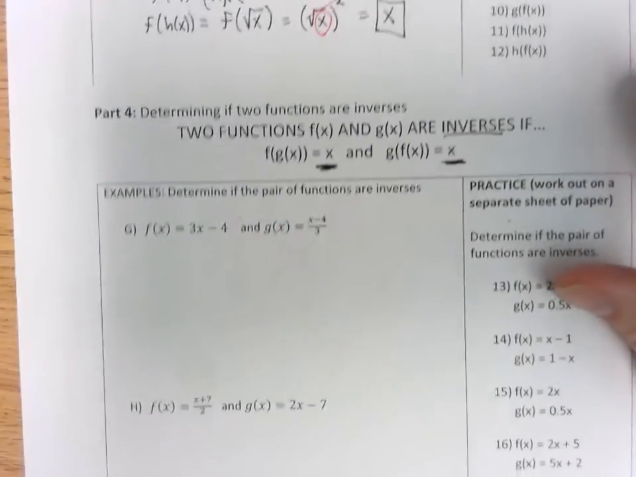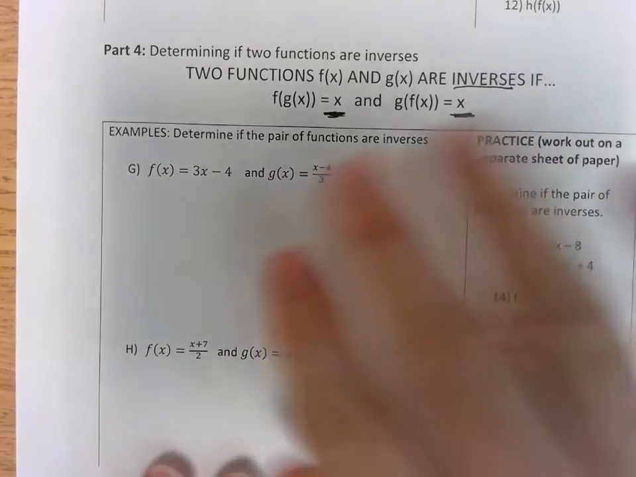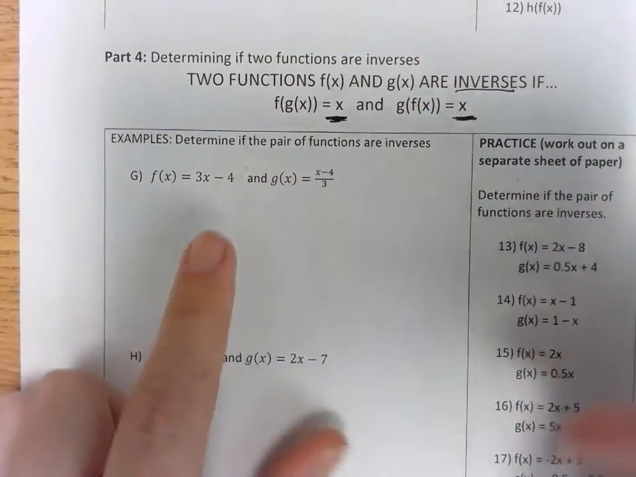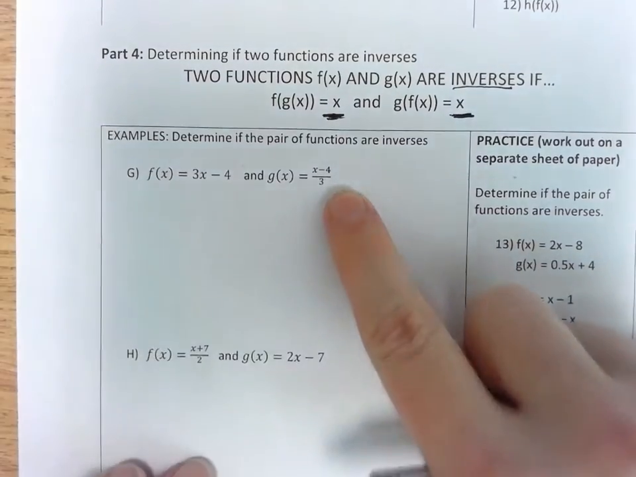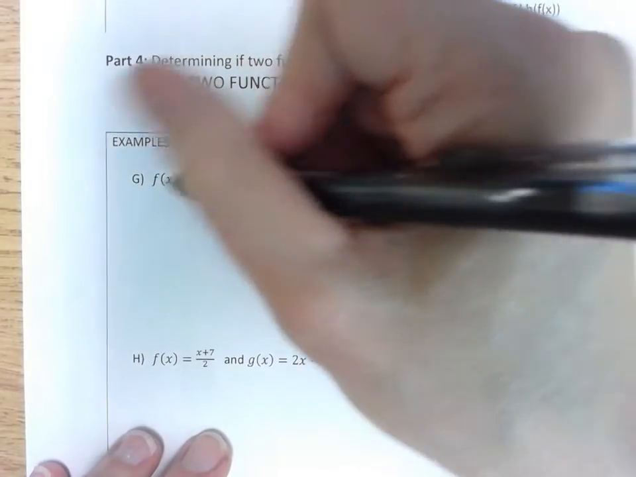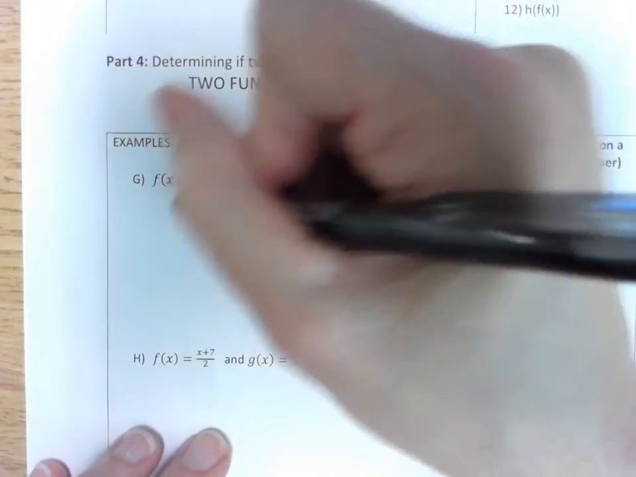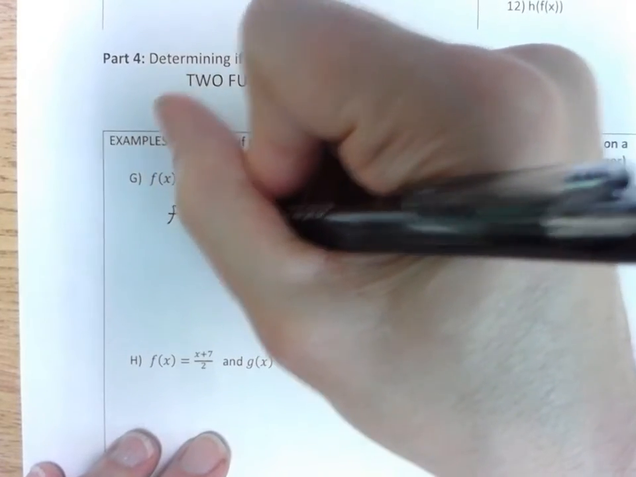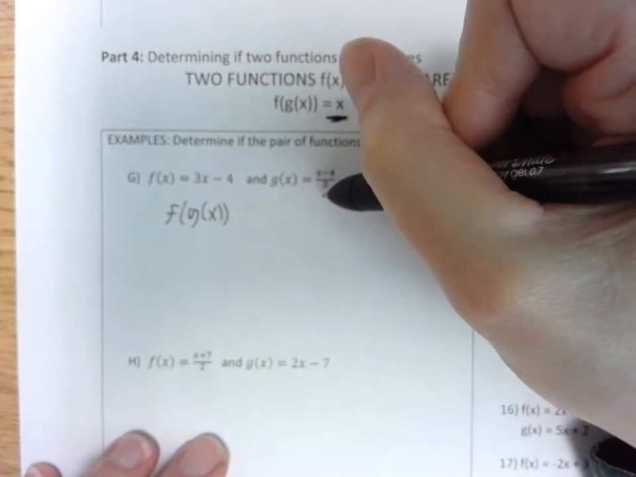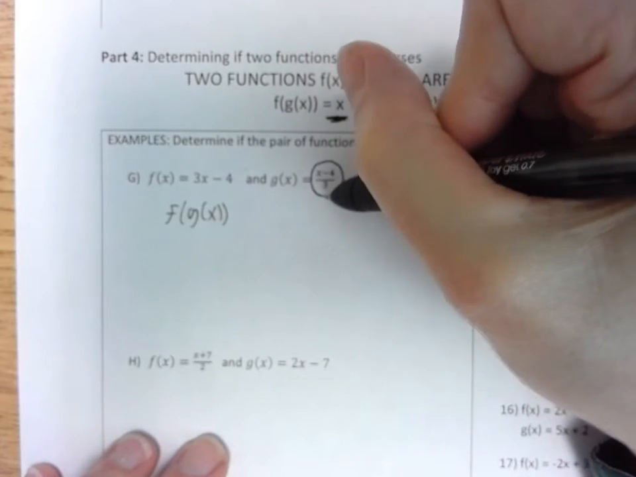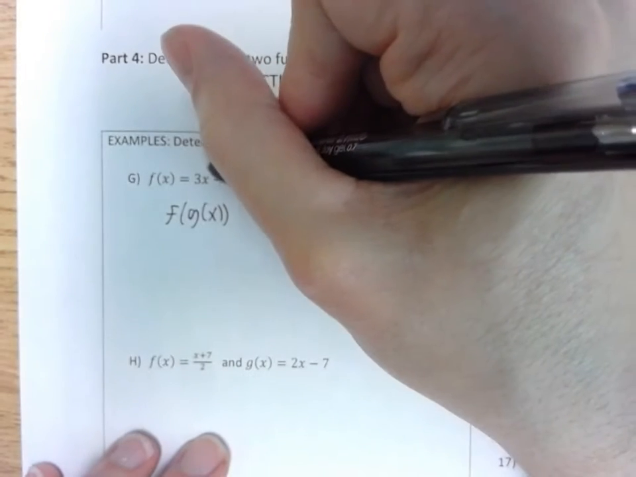So let's try that right here. These we'll just stick with linear functions. I want to know, are these two functions inverses of each other? Well, instead of actually solving for the inverse, we can say, let's try f of g of x. Now I'm going to take my g of x and plug it in for this x here.